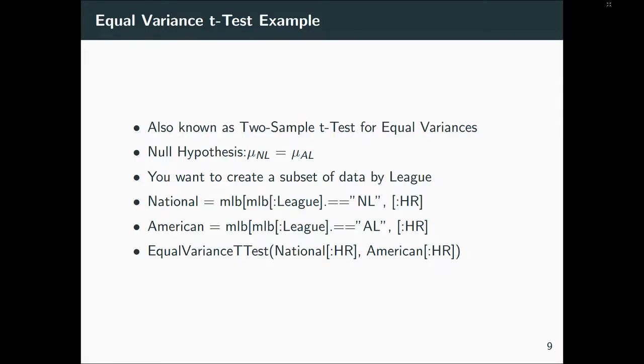Our null hypothesis for this test, assuming the variances for both samples are equal, is that the average home runs in the National League is equivalent to the average home runs of the American League. In order to get the variable home runs for each league, we will create a subset for each league. Then, we will use the equal variance t-test function to test it.